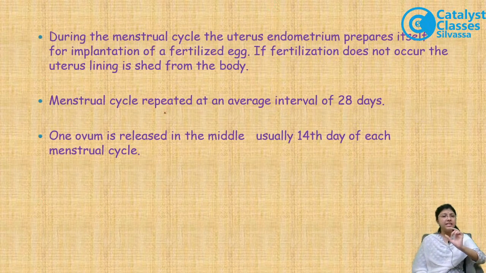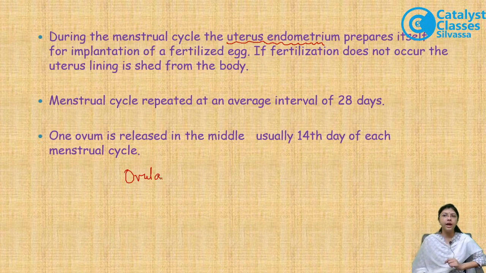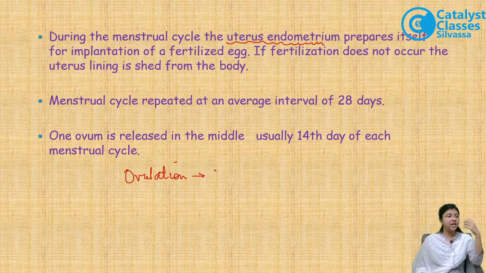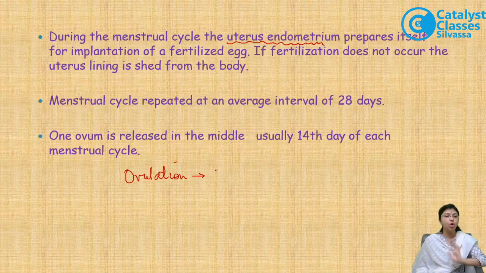In short, what exactly happens during the menstrual cycle? The uterine endometrium is going to prepare itself for implantation. When I said that ovulation is happening from the ovary, this ovulation is actually a trigger for the uterus. As soon as ovulation happens in the ovary, the secondary oocyte will be released. The corpus luteum that forms is going to release the progesterone hormone, right? So that progesterone hormone actually prepares the uterine wall.